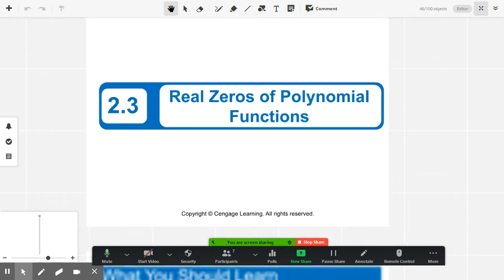2.3 real zeros of polynomial functions. So we're going to look at some ways to find the zeros. The zeros are where it crosses the x-axis. Real zeros are. Imaginary zeros, it does not cross the x-axis, so we'll talk about imaginary numbers and stuff in a couple more sections. But today we're going to look at real zeros, so basically algebraically being able to find areas that these polynomials cross the x-axis once you set the function equal to zero.